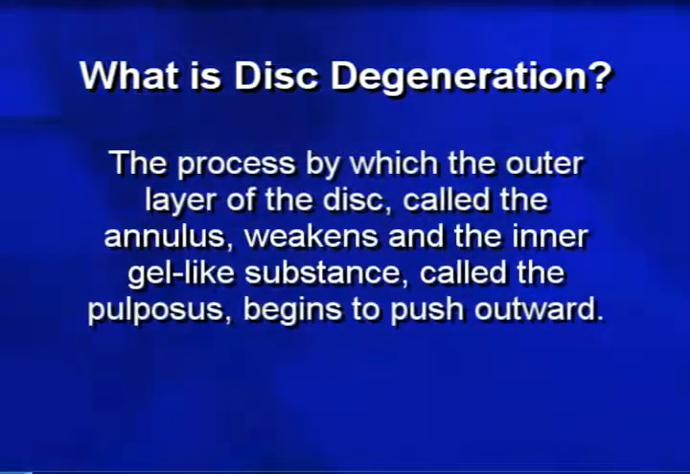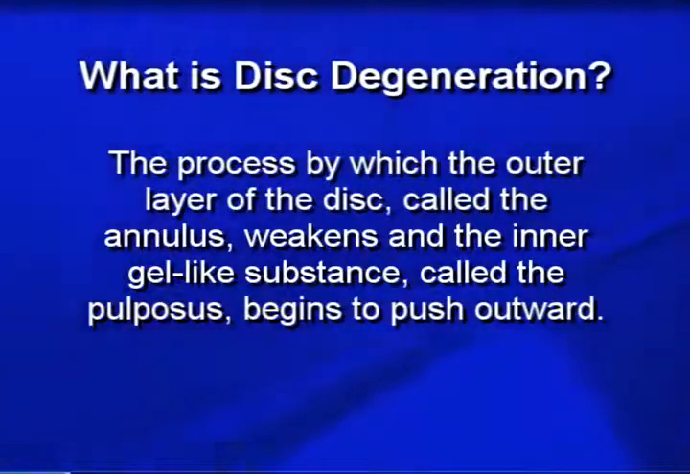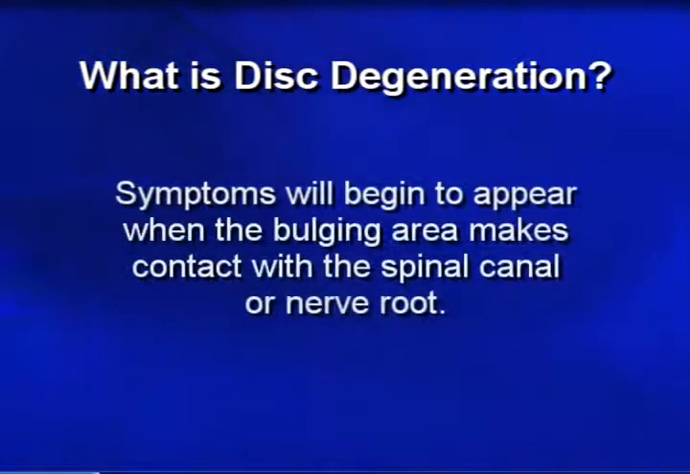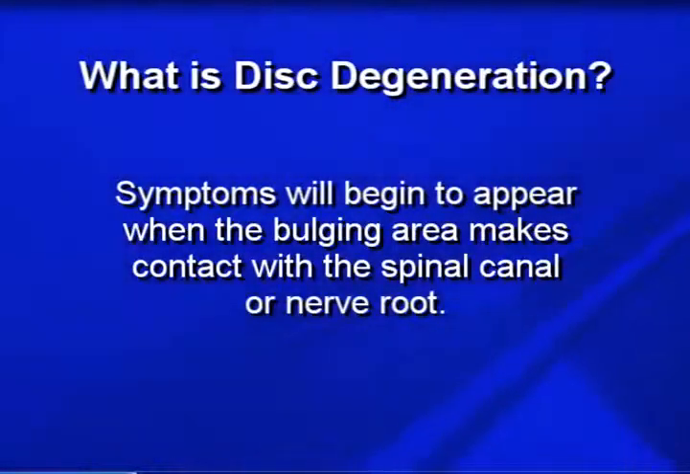As we age, the water and protein content of the disc begins to change, causing the weakening and deterioration of the disc material. When the outer layer of the disc, called the annulus, weakens, and the inner gel-like substance, called the pulposus, begins to push outward, this is often referred to as a bulging disc. Symptoms may begin to appear when the bulging disc extends past the annulus and makes contact with the spinal canal or nerve root. This is referred to as a herniated disc.